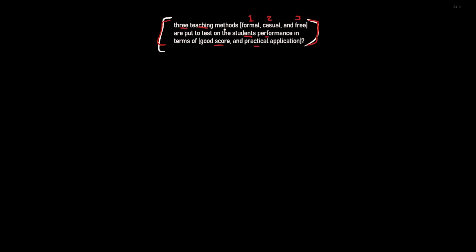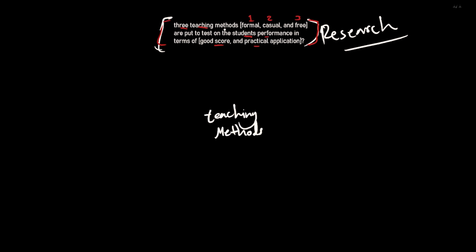How would we start? First of all, as we have learned so far, we need to identify the main elements of the research. So this is the first task that we have to take into consideration. According to the statements given, it's quite clear that we have the teaching method as one element, and those methods are three of them: the formal, casual, and free. And then we also have, of course, the students' performance, as given in the statements.